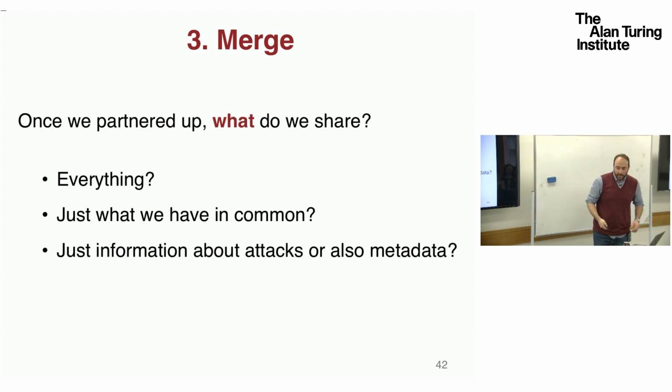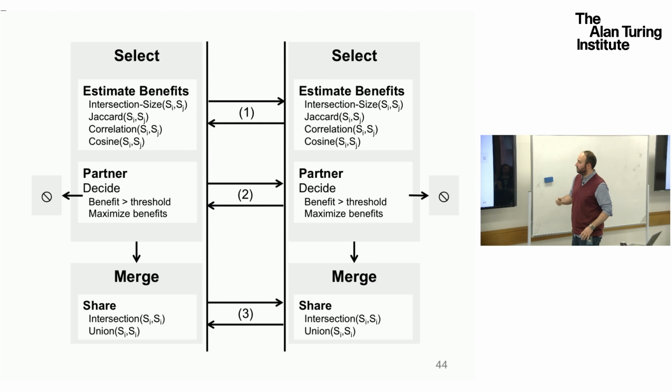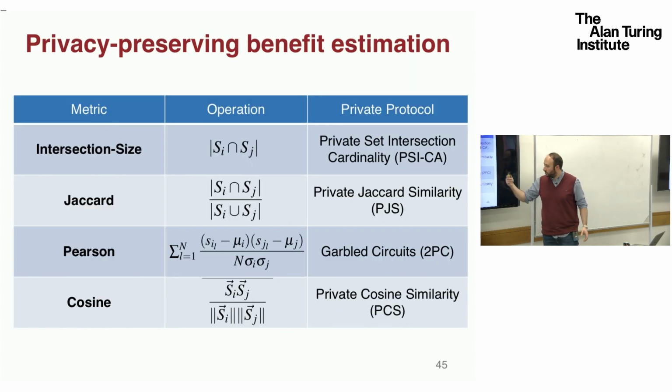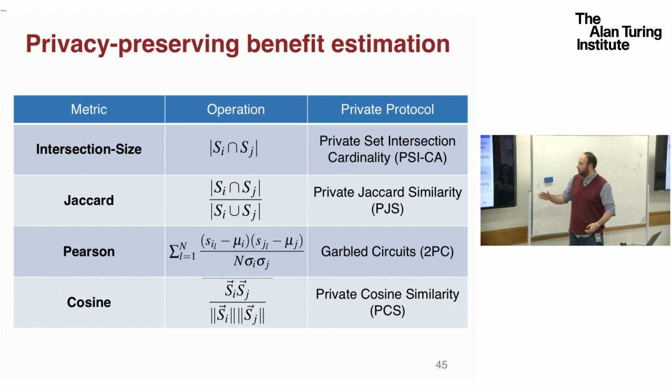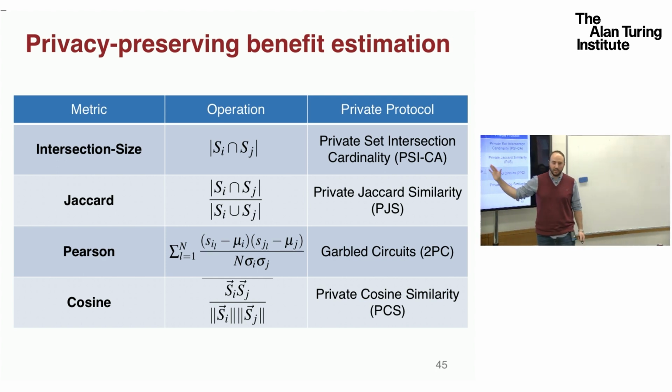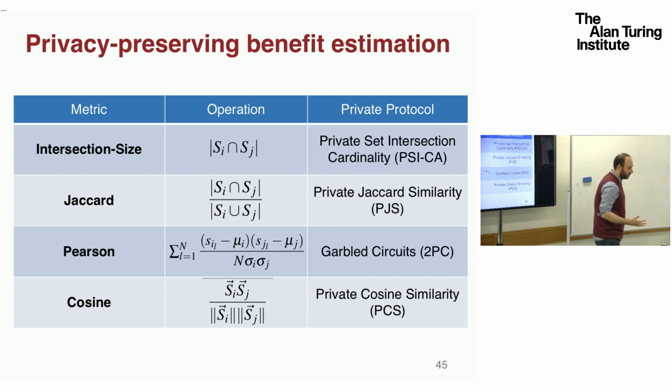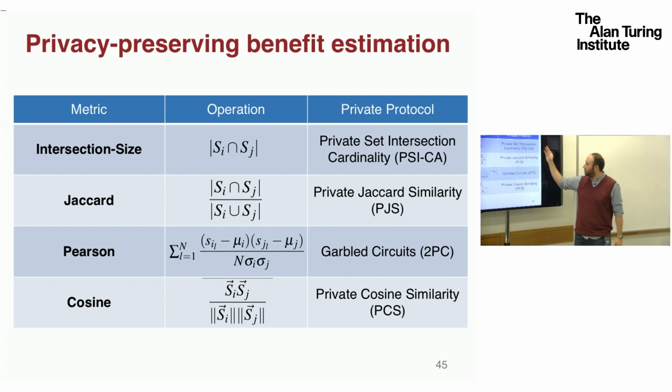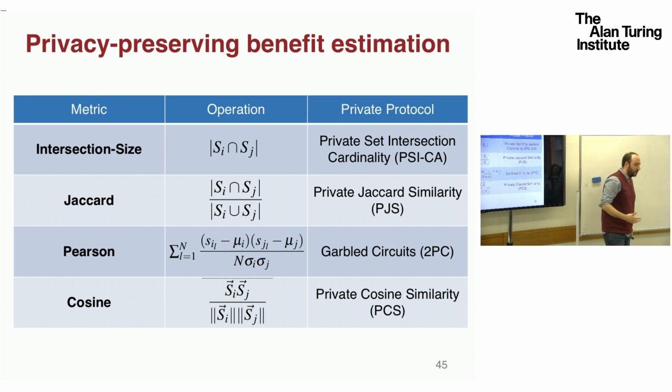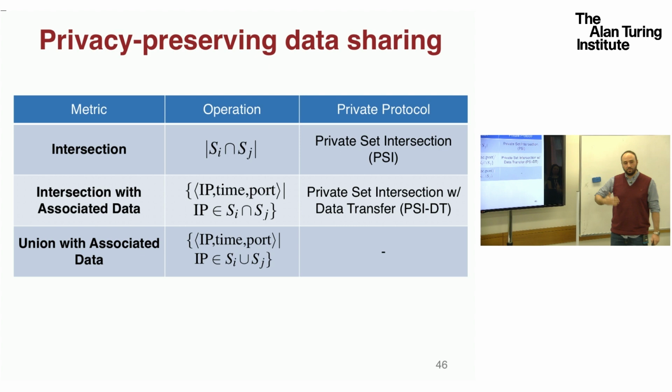So we have a whole framework that supports all of this. And as I said, all of these functionalities can be computed in a privacy-preserving way because we have all these building blocks. You can use garbled circuits, you can use set intersection cardinality, and all of this stuff that throughout the years privacy-enhancing technology people, not just us, have produced.